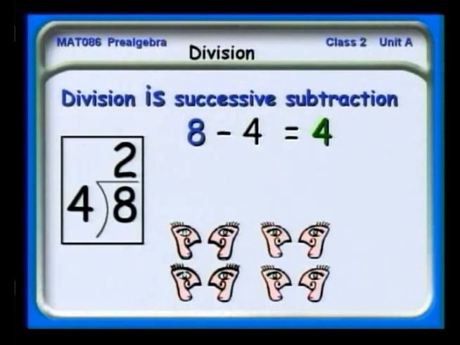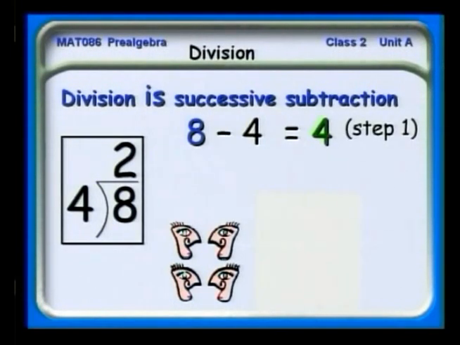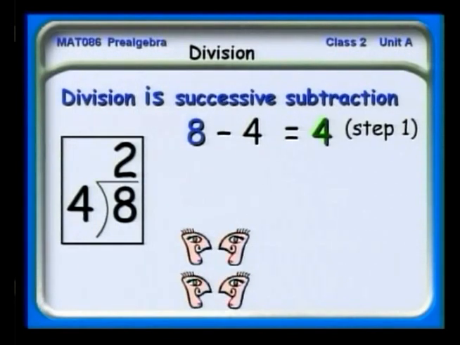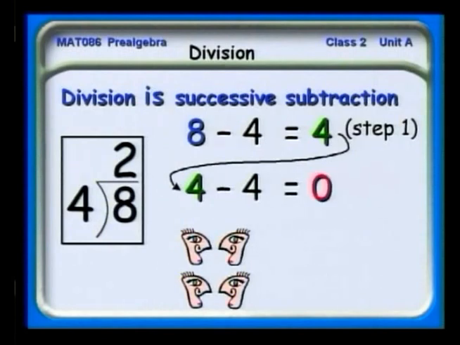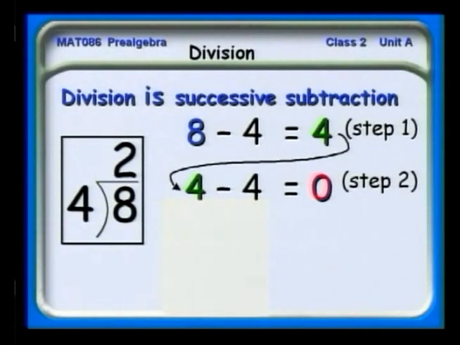And we can illustrate it here. So step 1, I take 4 away. I put them, okay, you're over in this group. Step 2, I take another 4 away, and then there's nothing left, and I've done it in 2 steps.